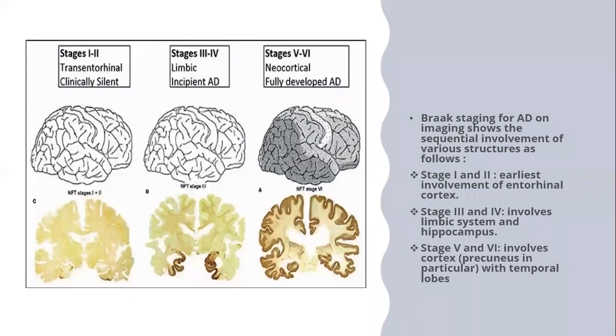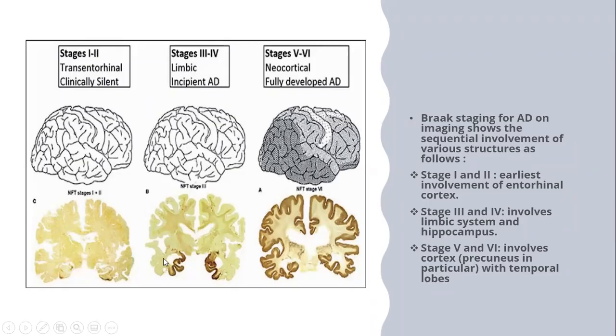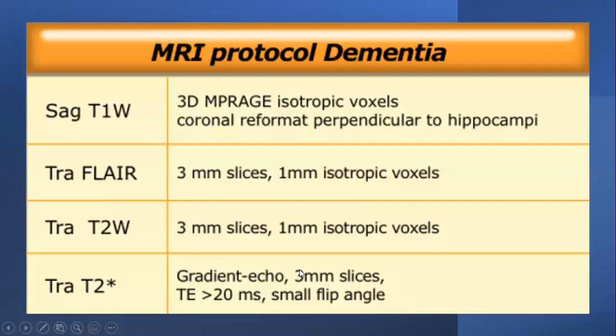Brain staging for Alzheimer's disease on imaging show the sequential involvement of various structures. As we say, stage 1 and 2, we have earliest involvement of entorhinal cortex. Stage 2, 3, and 4 will involve limbic system and hippocampus. Stage 5 and 6 involve cortex, precuneus in particular, with temporal lobes. MRI protocol in dementia, we have sagittal T1 weighted 3D isotropic voxel, additional FLAIR, additional T2 weighted, additional T2 star.